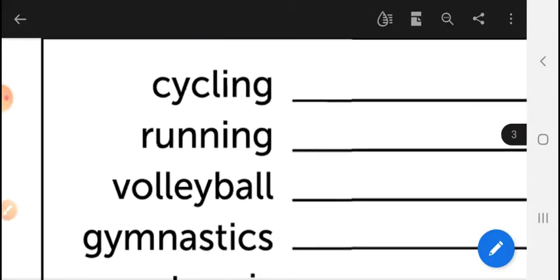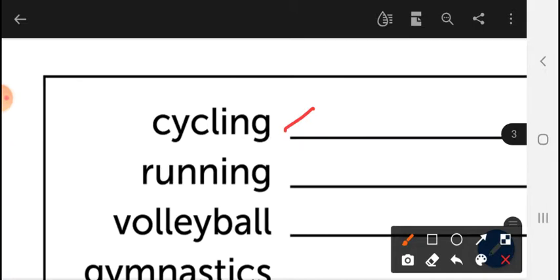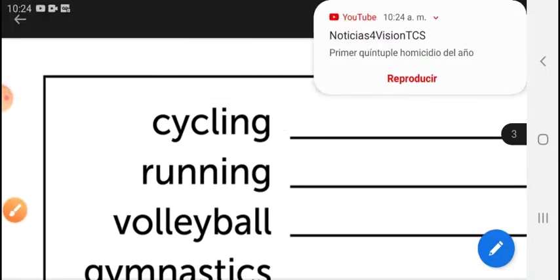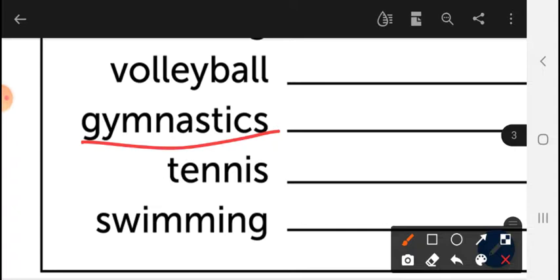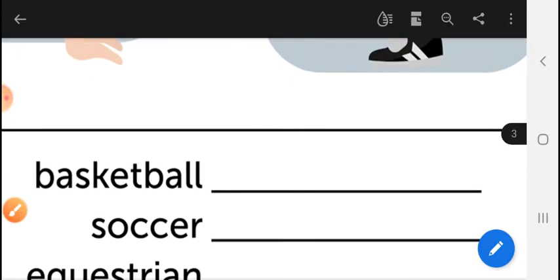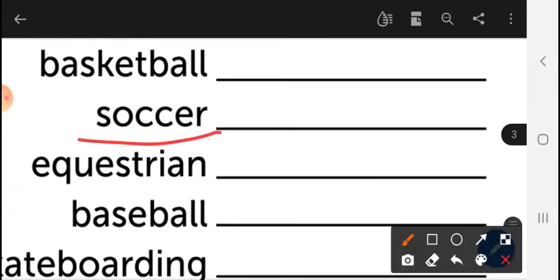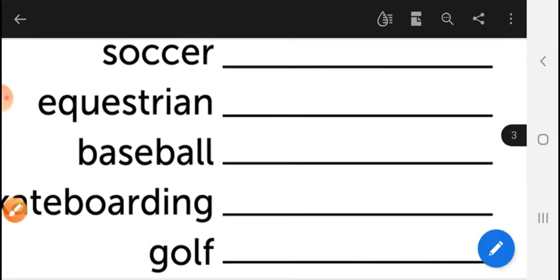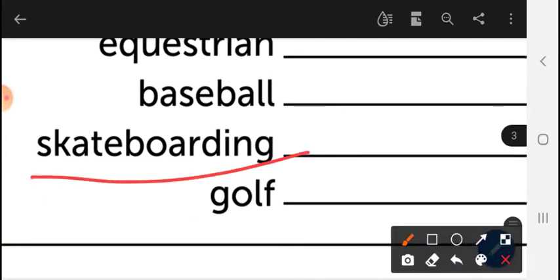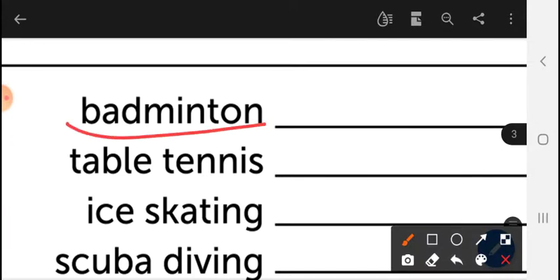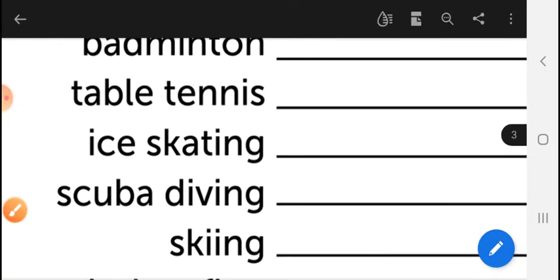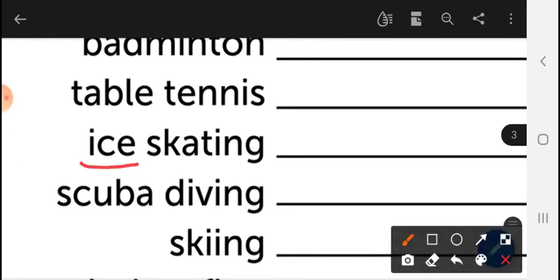Now let's try to practice the vocabulary. Let's practice. Cycling, running, volleyball, gymnastics, tennis, swimming, basketball, soccer, equestrian, baseball, skateboarding, golf, badminton, table tennis, ice skating.